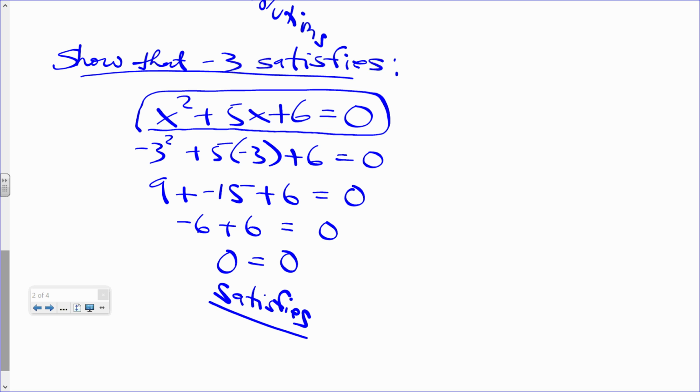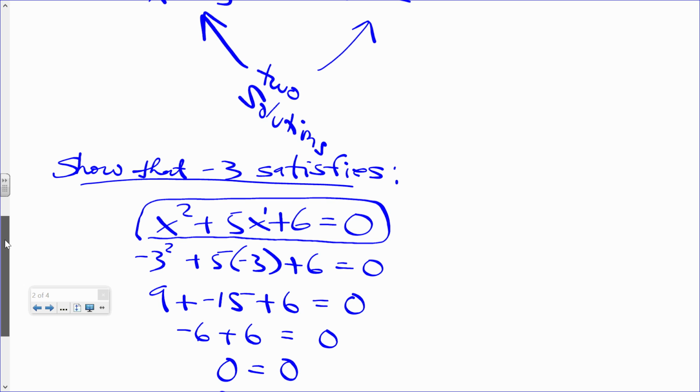Yes? Question? Well, there's 2 x's, huh? So you have to replace both x's with negative 3. Wherever you see an x, you better replace it with negative 3. Right? Same x. This x is just raised to the second power. This one's raised to the first power.